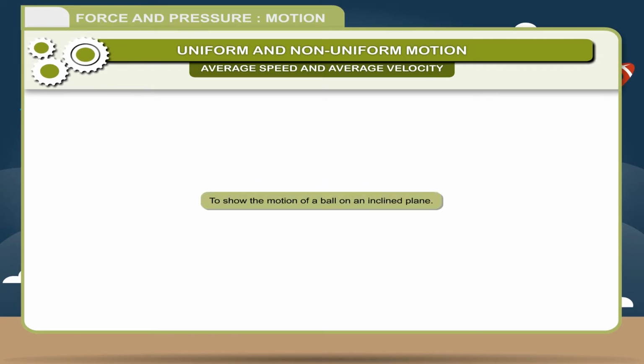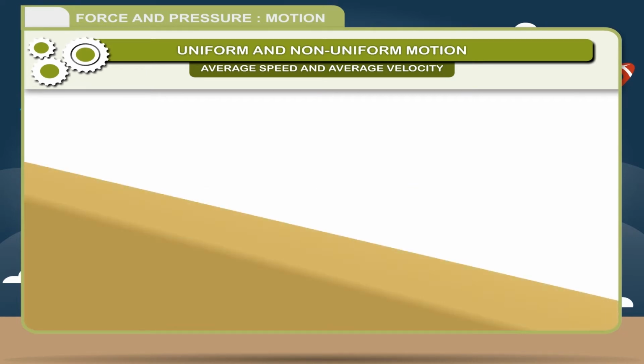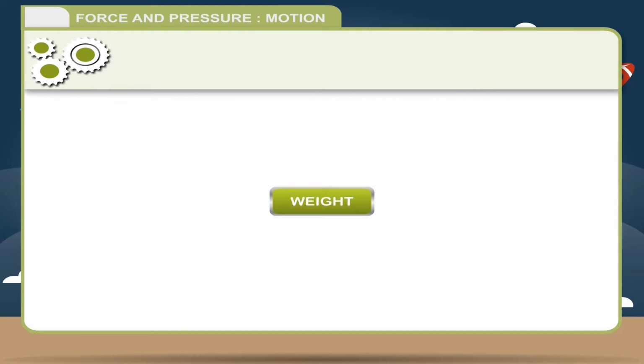Activity. To show the motion of a ball on an inclined plane. The direction of motion of a ball on an inclined plane does not change, but it covers unequal distance in equal interval of time.